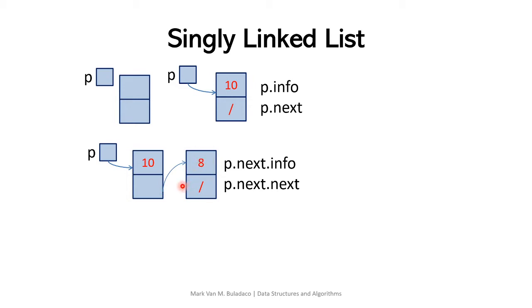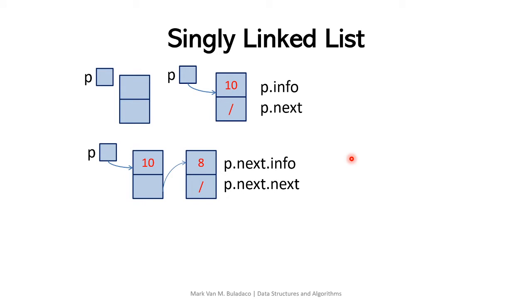So if we are referring to p.next.info, then we are referring to the value 8. And if we are referring to p.next, we are referring here. If we are referring to p.info, we are referring to the 10, which is the first info. And if we are referring to p.next.next, we are referring to the next reference here. So this is the forward slash. It is empty because it doesn't have another node next to it.